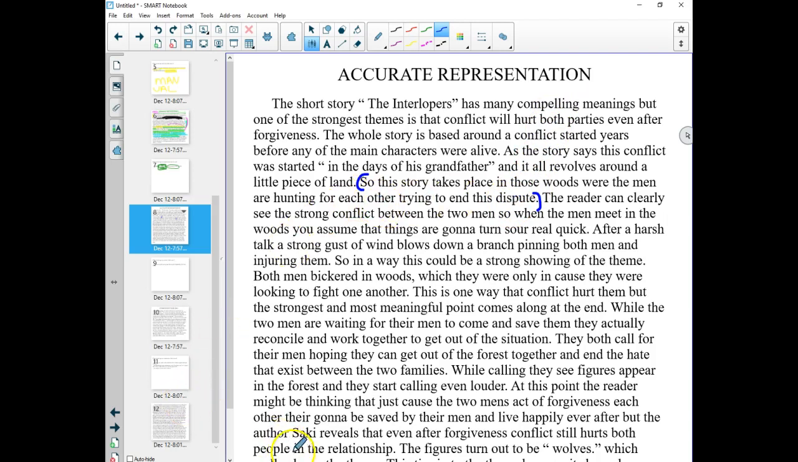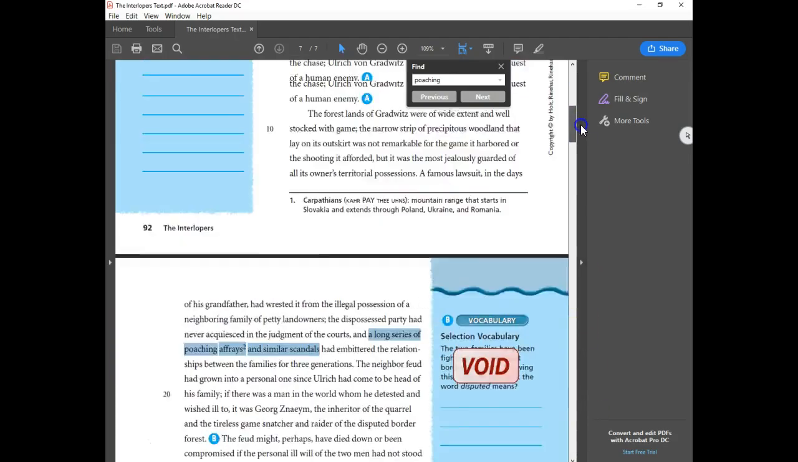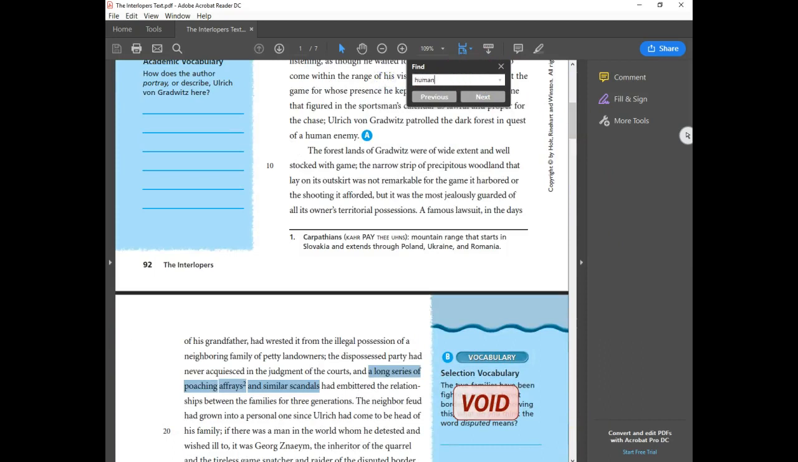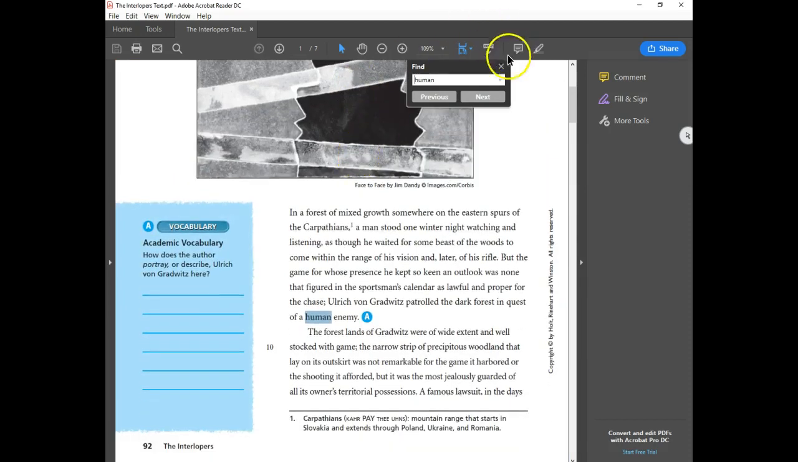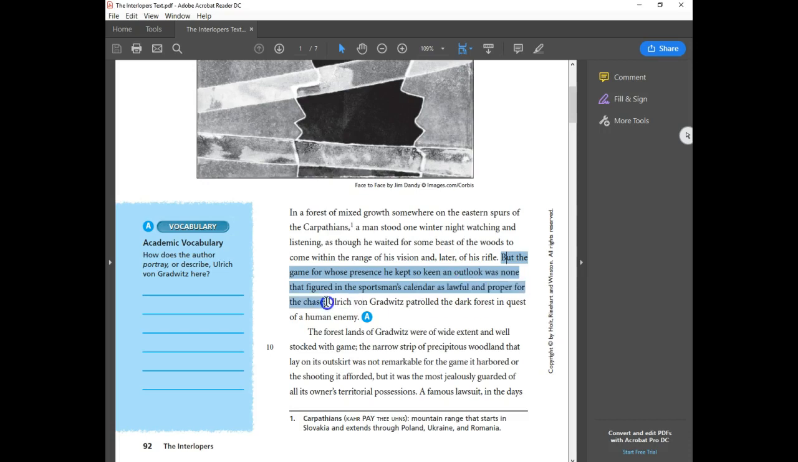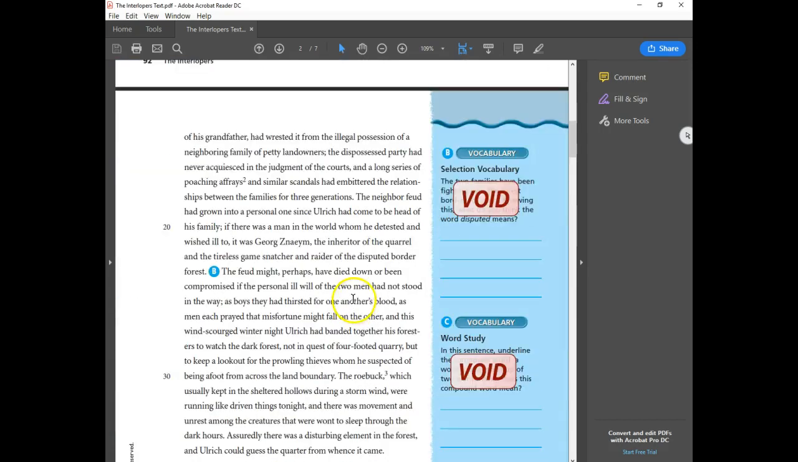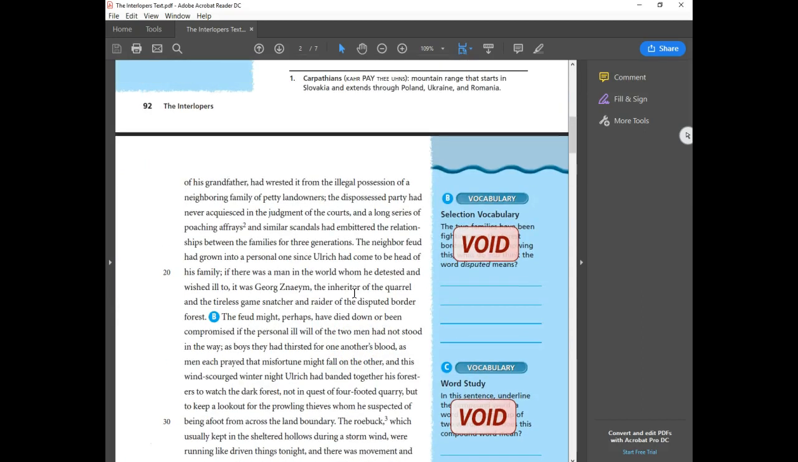So in this case, we don't know what George is doing. We know that Ulrich, let's see. There it is. So on the first page, it does say he was out there with his rifle, but the game for whose presence he was so keen an outlook was none that the calendar marked as lawful or proper for chase. He was out there in quest of a human. He patrolled the dark for human prey. But that doesn't necessarily mean he was looking for George.